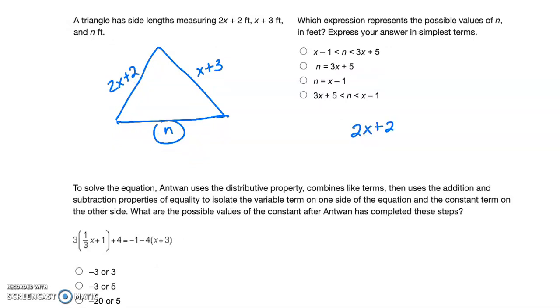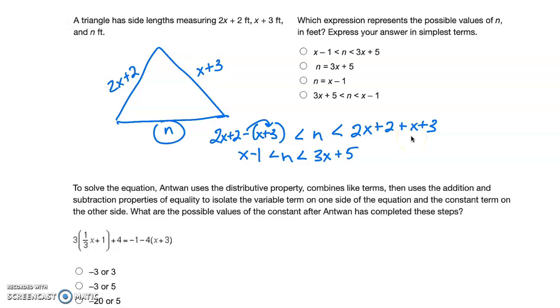2x plus 2 plus x plus 3, that has to be greater than n. And n has to be greater than if we subtract these two. So then I have 2x plus 2 minus (x plus 3). Notice I put parentheses because we need to subtract everything, not just the x. So if I simplify both sides, I'm going to get x, and 2 minus 3 is minus 1, is going to be less than n, and then 2x plus x is 3x, and 2 plus 3 is 5. So n has to be greater than x minus 1 and less than 3x plus 5, which is this one right up here.